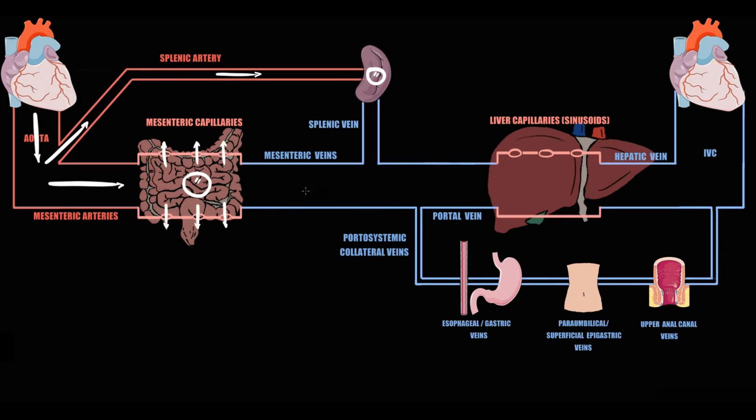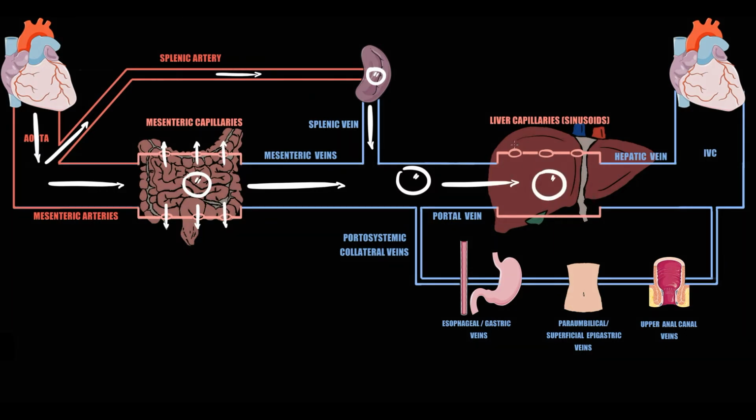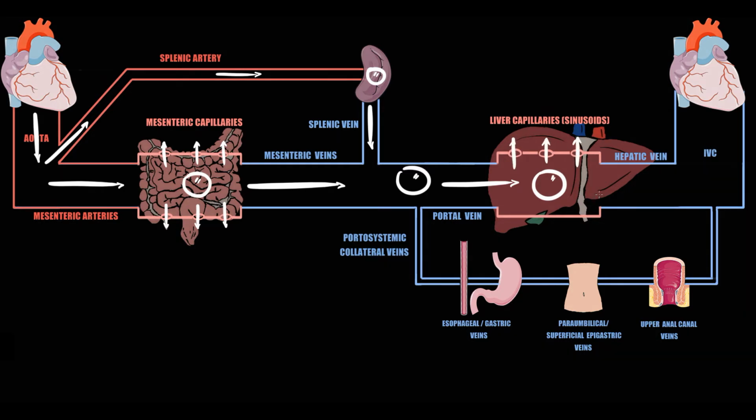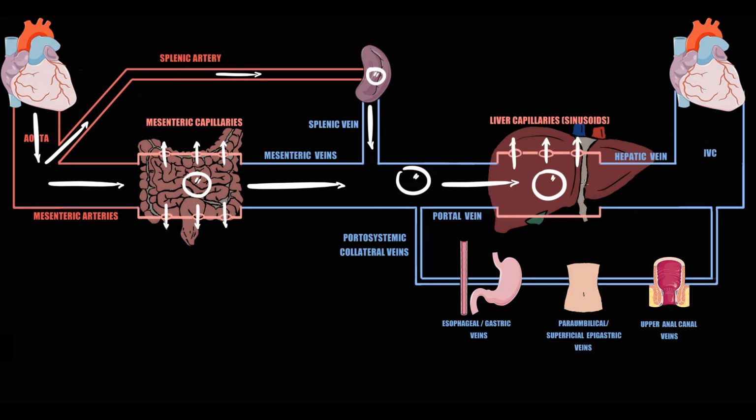Then blood from the spleen by the splenic vein and from the intestine by the mesenteric veins is delivered to the portal vein. The portal vein drains blood into the liver, where in liver capillaries that we call sinusoids, fluid exchange occurs. From liver capillaries, blood goes into the hepatic vein, and from the hepatic vein, blood is drained into the inferior vena cava.